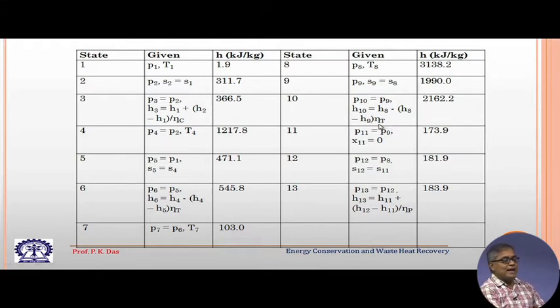To account for that, we have been supplied with this quantity eta T, which is the isentropic efficiency of the turbine. Following the procedure which we have done earlier, we can calculate the enthalpy of the steam at the point when it is coming out of the turbine. So, at this point we get 2162.2 kilojoule per kg, that is the enthalpy of the steam.